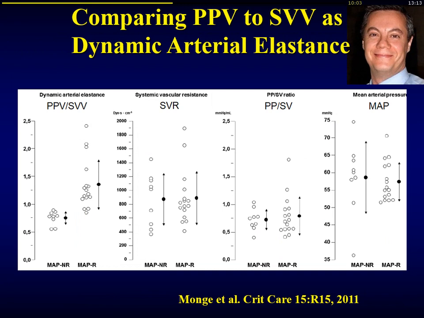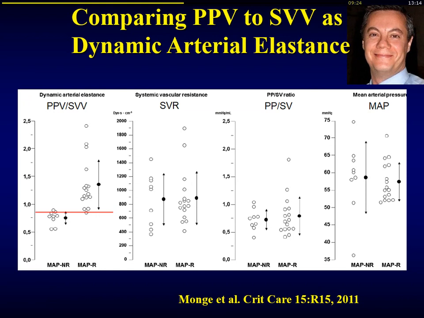And in fact, Monge Garcia in his study from Spain showed just this. He had septic shock patients that were volume responsive, and he asked the question, when I give them fluid and their cardiac output goes up, does their blood pressure go up as well? And as you can see, the mean arterial pressure non-responders are on the left and responders are on the right. And there's no difference if you look at stroke volume, systemic vascular resistance, mean pulse pressure over stroke volume, or mean arterial pressure. The only thing that separated out the group was their dynamic arterial elastance. If it was less than 0.9, they didn't have an increase in pressure.